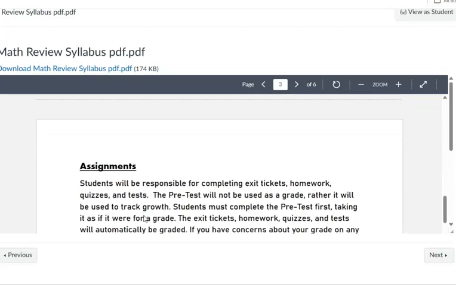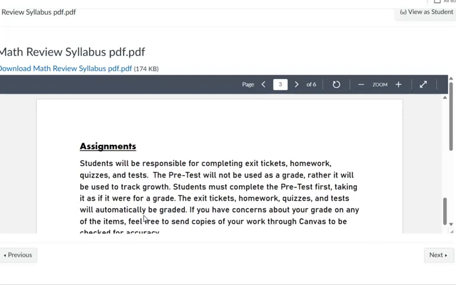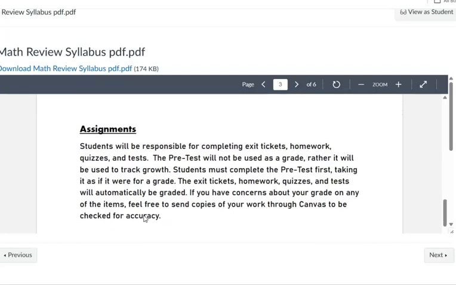The assignment section gives a description of the students' responsibilities. These would be exit tickets, homework assignments, quizzes, and tests.